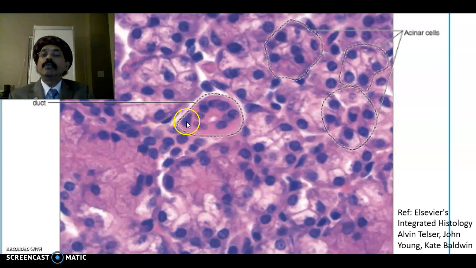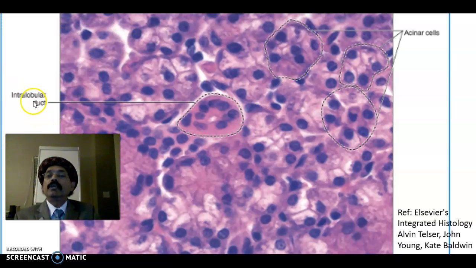So again, this is a duct here. This is the interlobular duct, and these are the acini of the parotid gland. If you go there, then this is the intralobular duct system. Cells are cuboidal to columnar. This is the interlobular duct system. As the duct becomes bigger, the cell layer will increase. It may be pseudostratified, it may be stratified, cuboidal or columnar in the terminal ducts.